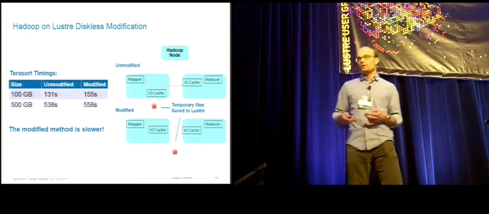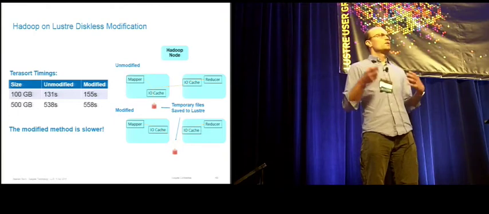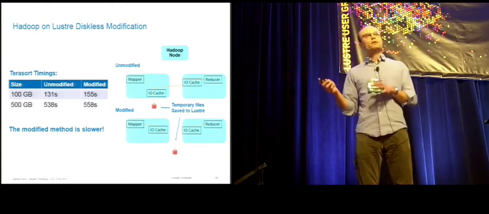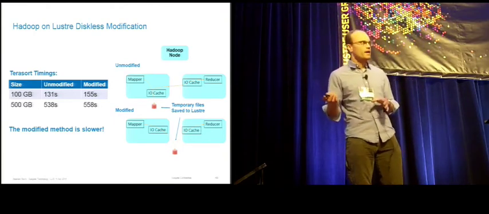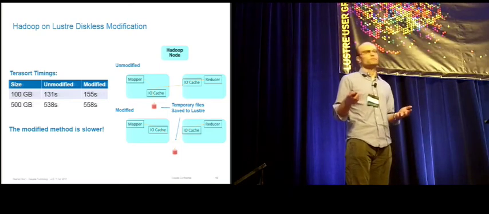We ran some tests where we actually turned off the RAM cache, and the method of storing the temporary data on Lustre actually then becomes faster. But that trims everything slow, of course, because the RAM cache is very useful.